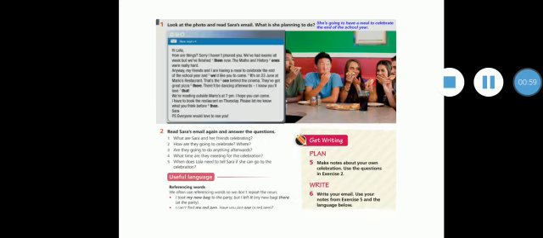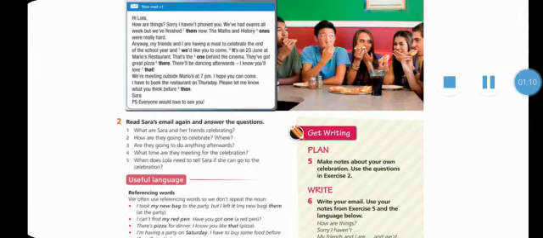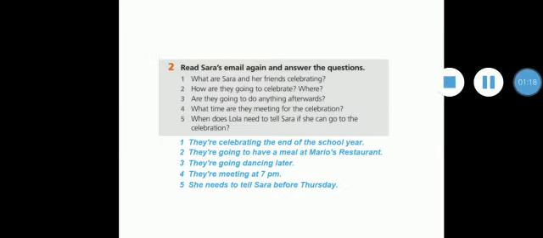According to the email, she's going to celebrate the end of the scholastic year, and they are going to have a party. Exercise number 2, here we have questions about the details of the email. Read Sarah's email again and answer the questions. Question number 1. What are Sarah and her friends celebrating? They are celebrating the end of the school year.